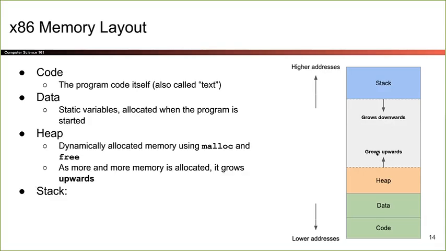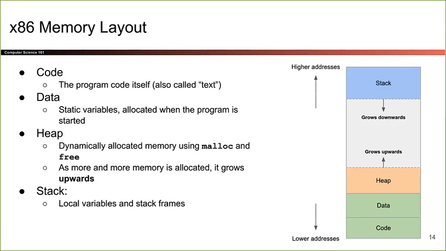This is in contrast to the stack. The stack is used to store local variables. So when you declare something within a function, that's a local variable. It contains the stack frames. The stack frames are what's used to store the execution state of different functions.